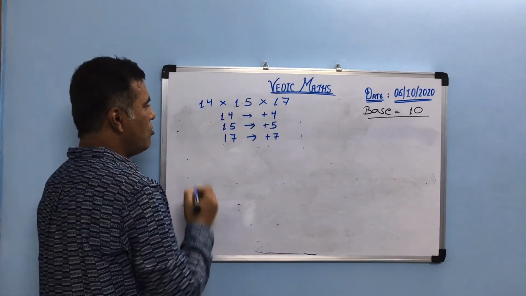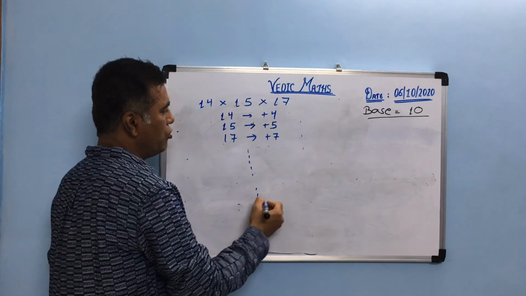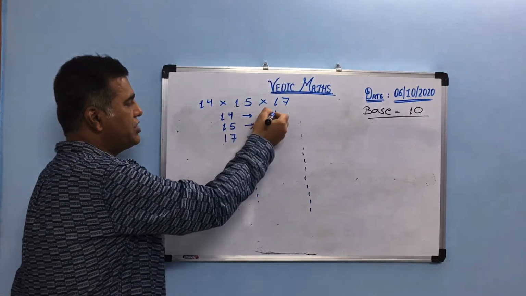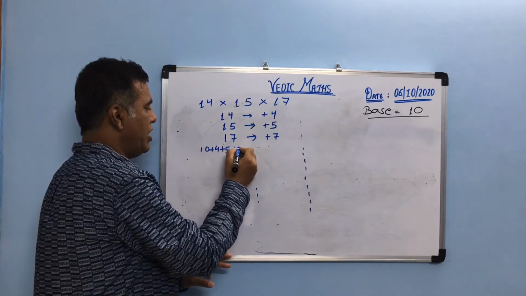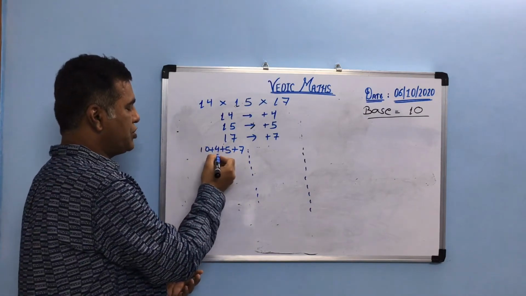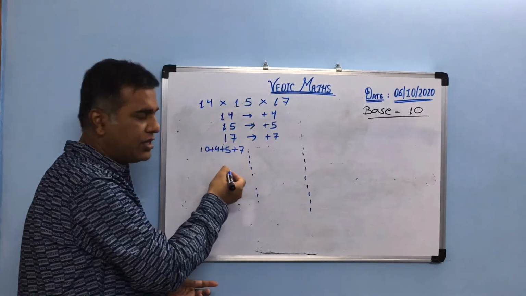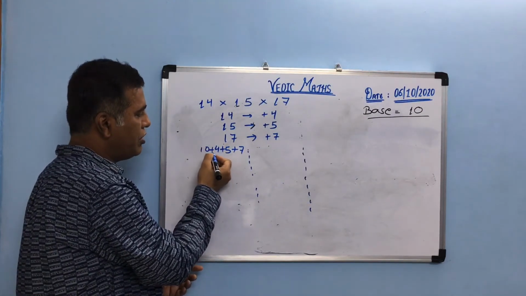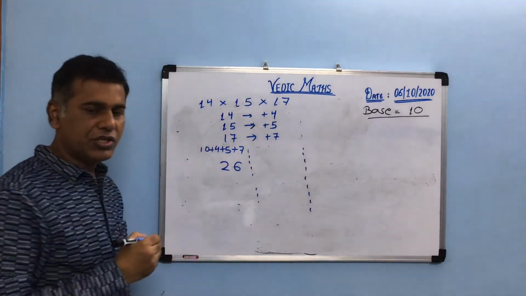Now there are three things we have to do. In the left we will write the sum of these numbers, that means 10 plus 4 plus 5 plus 7. In the first column we will write this. So 10 plus 4 is 14, 14 plus 5 is 19, 19 plus 7 is 26. So here I will write 26.